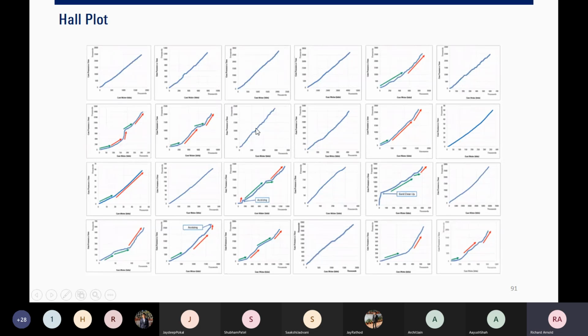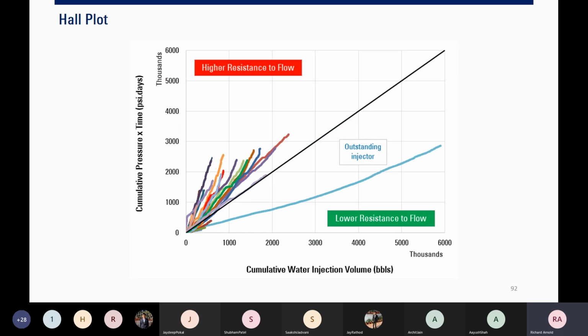Okay, like this one. Some wells show an increased slope, which tells me, oh, I need to do stimulation in this particular injector. Maybe I can frac the well. Maybe I can do acidizing for each well. You can also combine all hull plots to see which well lies within the higher resistance to flow and which well gives you higher performance.